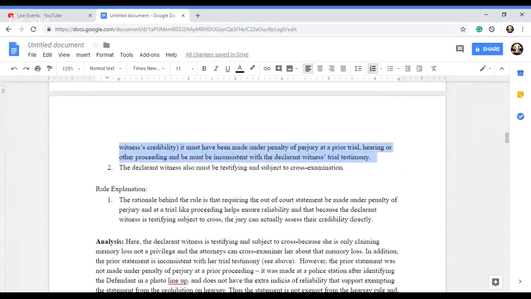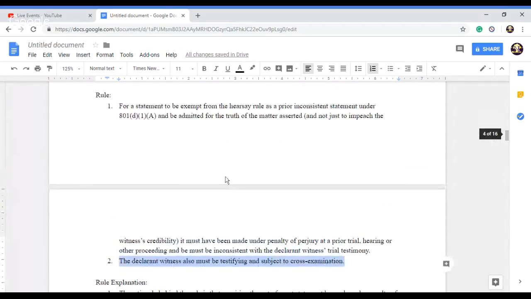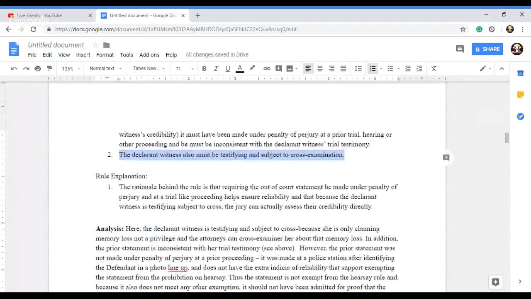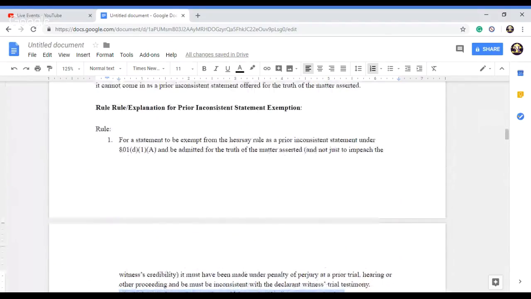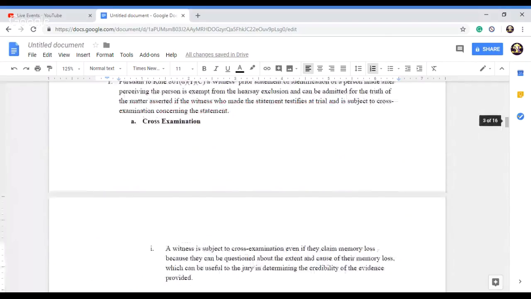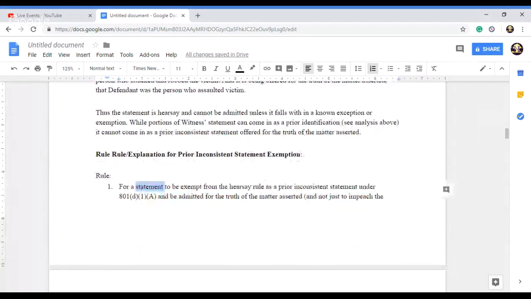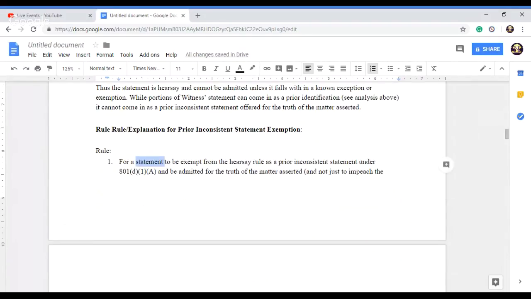And part two of this rule is that the declarant witness must be testifying and subject to cross-examination. Again, this is a critical piece of the rule. So this rule has two parts, and we've now understood how the professor understands these two parts. And again, when we're talking about a hearsay statement, it's been defined up top. Remember, instead of saying statement, we actually went through and defined oral, written assertions, and so forth.